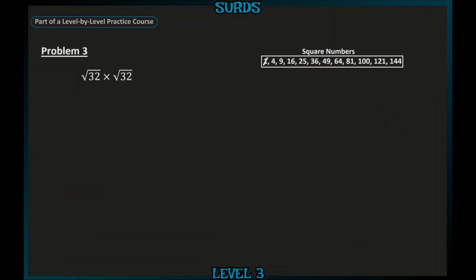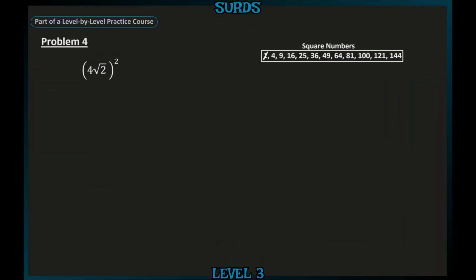In problem 3, we're simplifying root 32 times root 32. Now the easiest way to do this is to understand that when you multiply a surd by itself, the square root part disappears and you're just left with the number underneath. So this means that the square root of 32 times the square root of 32 is just 32. And this is our final answer to problem 3.